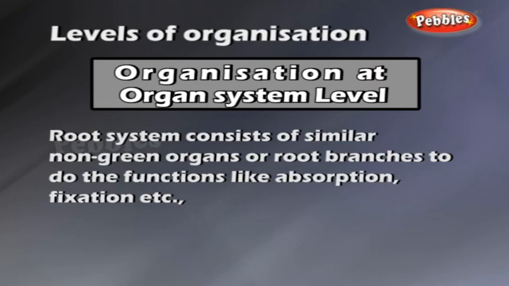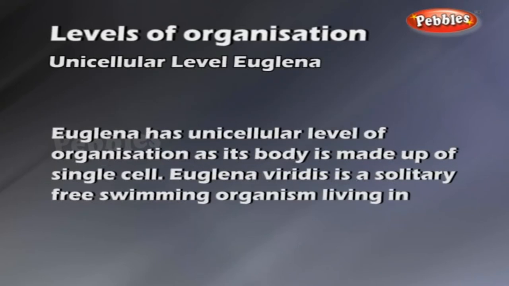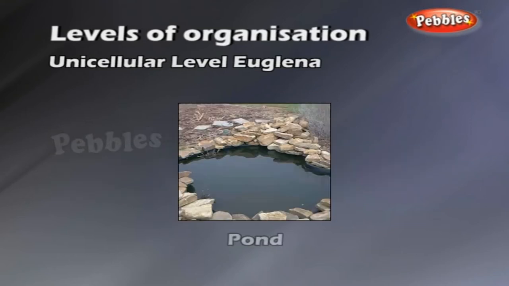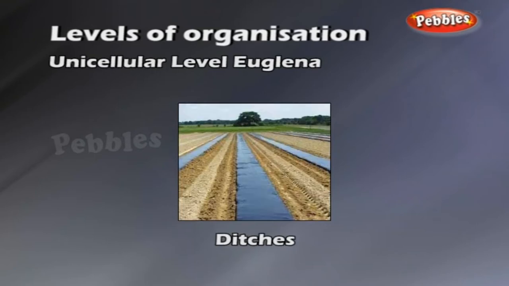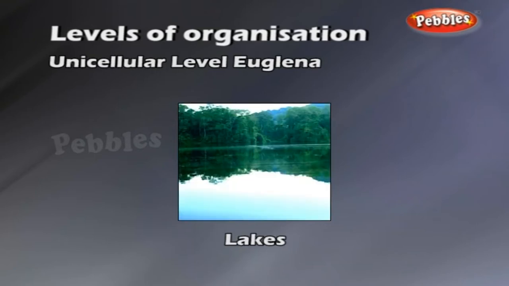Unicellular level, Euglena. Euglena has unicellular level of organization as its body is made up of a single cell. Euglena viridis is a solitary free swimming organism living in ponds, ditches, pools, lakes, etc. Euglena needs sunlight for photosynthesis.